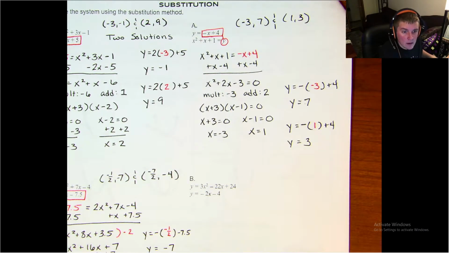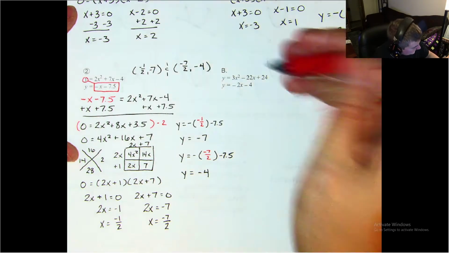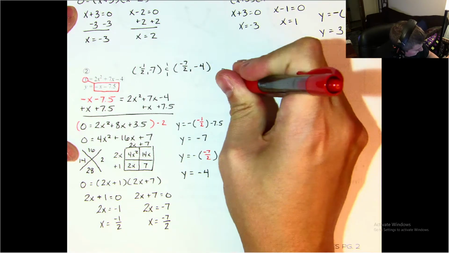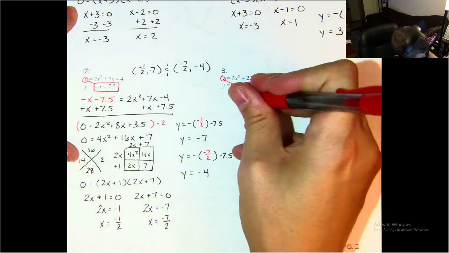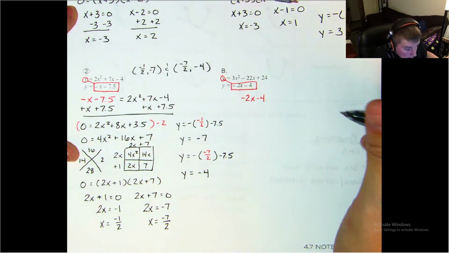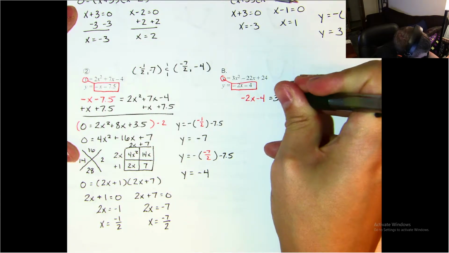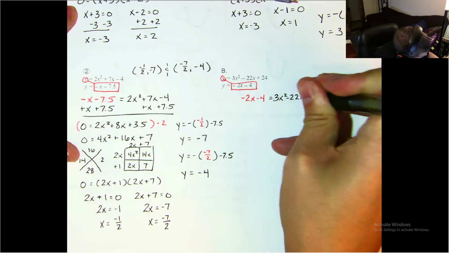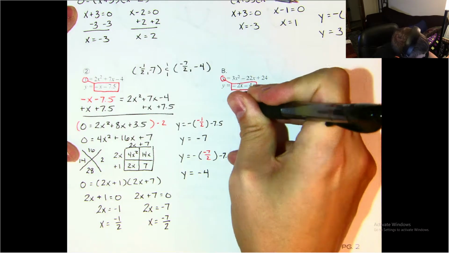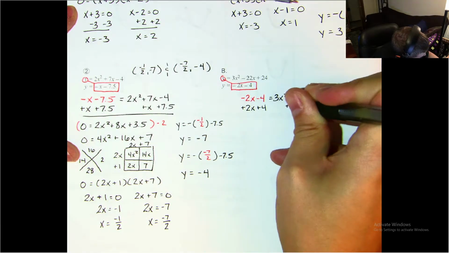Okay, letter B. Again, the concepts are all the same here. So here I'm going to take what y is equal to and replace it. So I get negative 2x minus 4 is equal to 3x squared minus 22x plus 24. And then I'm going to set it equal to 0.